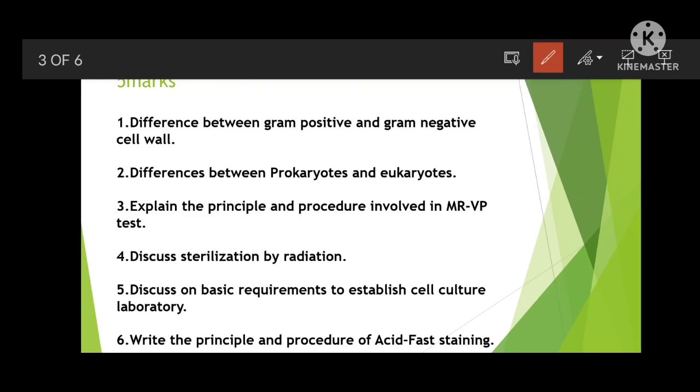Then explain principle and procedure involved in MRVP test, very important. Then discuss sterilization by radiation. Then basic requirements to establish a cell culture laboratory. Then write the principle and procedure of acid fast staining and gram staining, these are very important. Clear?